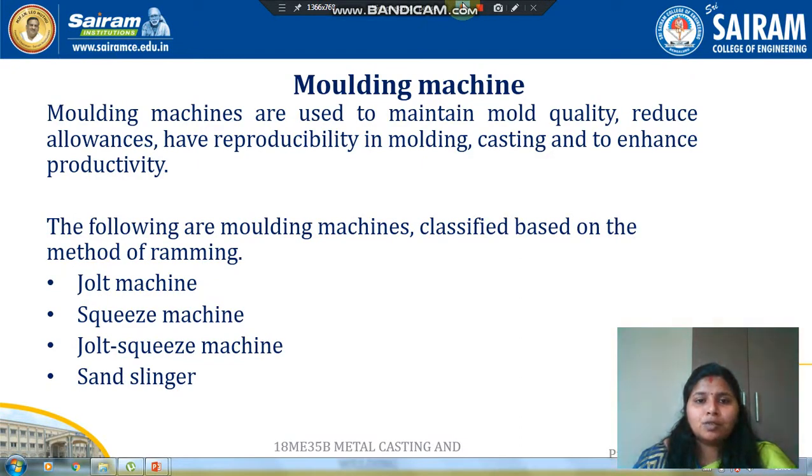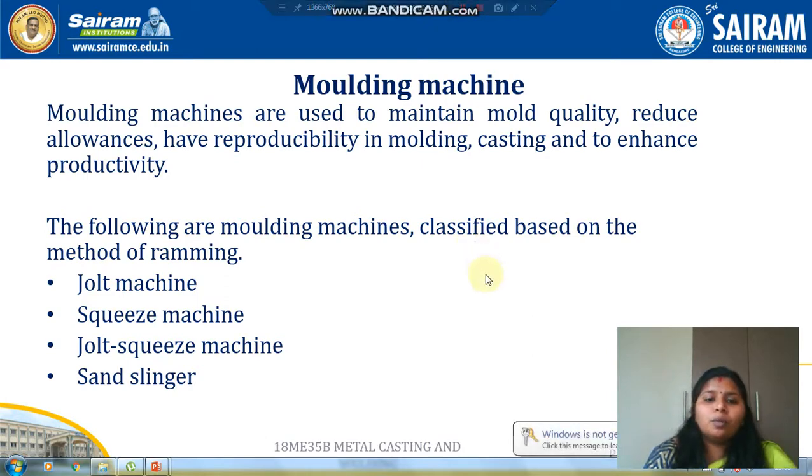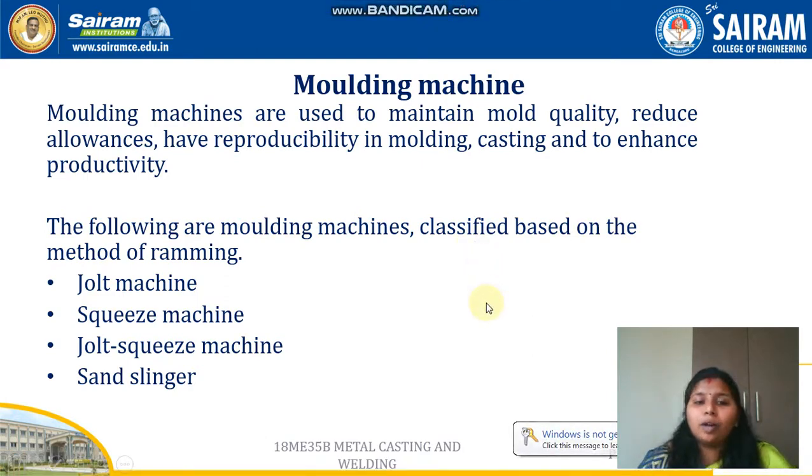Hello everyone. So in this video we will be seeing about the various molding machines. Previously we know that the molding is done only with the help of a manual, but there are a few machines that are available to do the molding operations. They are used to maintain mold quality, reduce allowances, have reproducibility in molding and casting, and also to enhance the productivity. There are four different types of molding machines that are available.